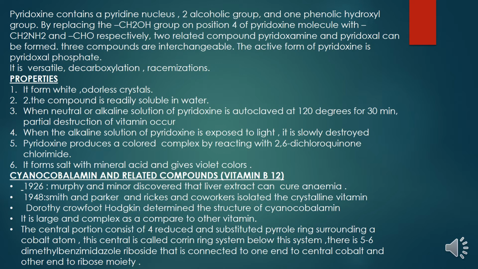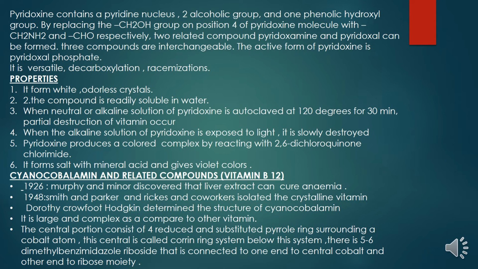Cyanocobalamin and related compounds. In 1926, Murphy and Minot discovered that liver extract can cure anemia. In 1948, Smith and Parker and Rickes and co-workers isolated the crystalline vitamin. Dorothy Crowfoot Hodgkin determined the structure of cyanocobalamin. It is large and complex compared to other vitamins, and the central portion consists of four reduced and substituted pyrrole rings surrounding a cobalt atom. This center is called the corrin ring system.